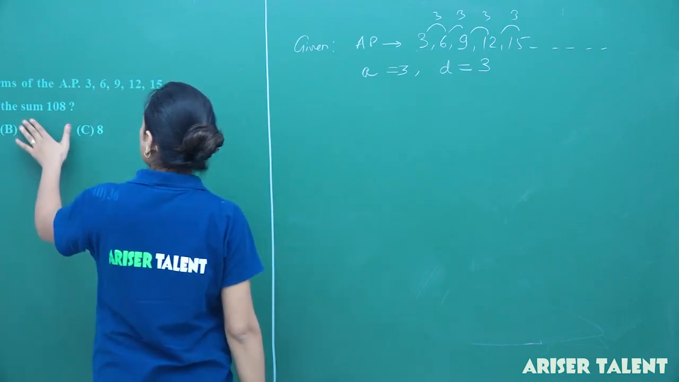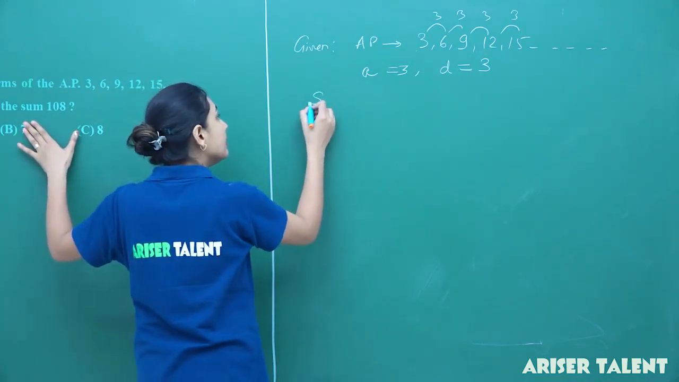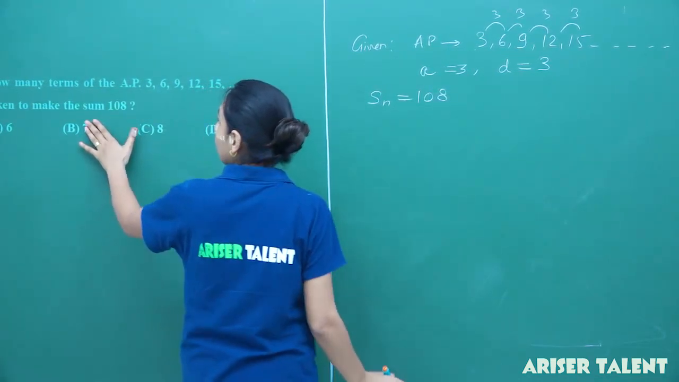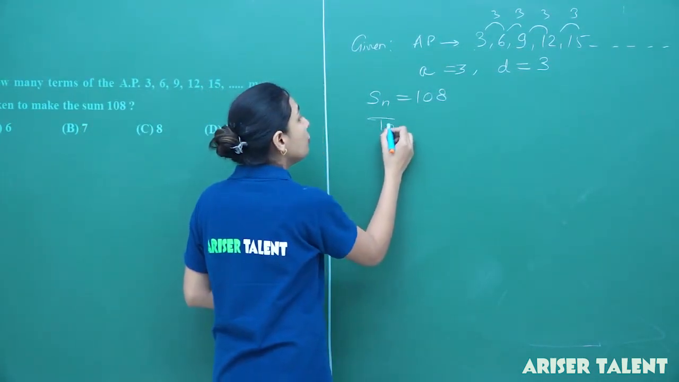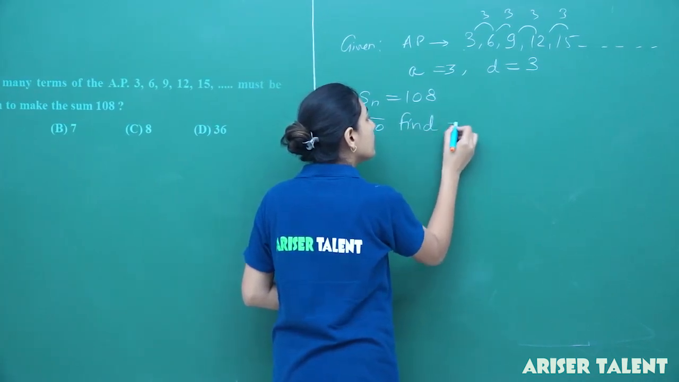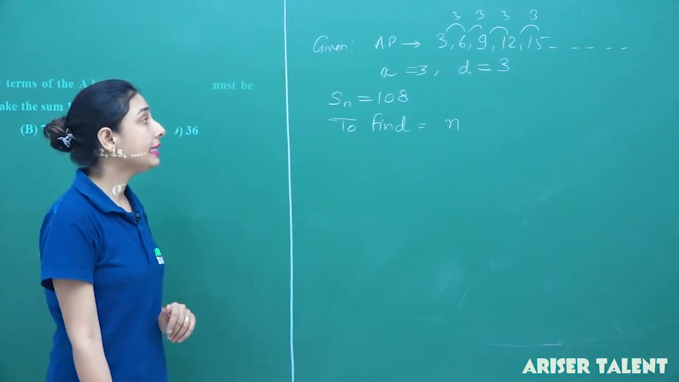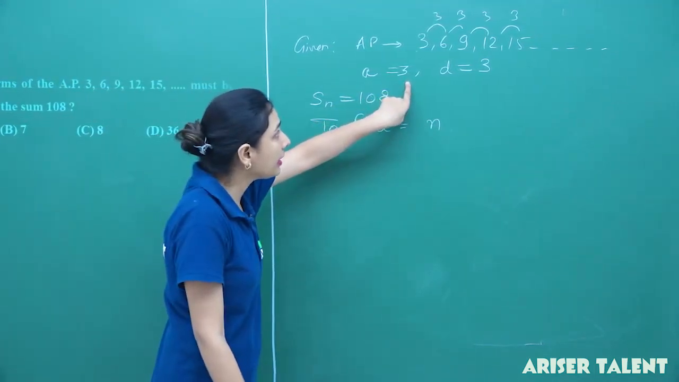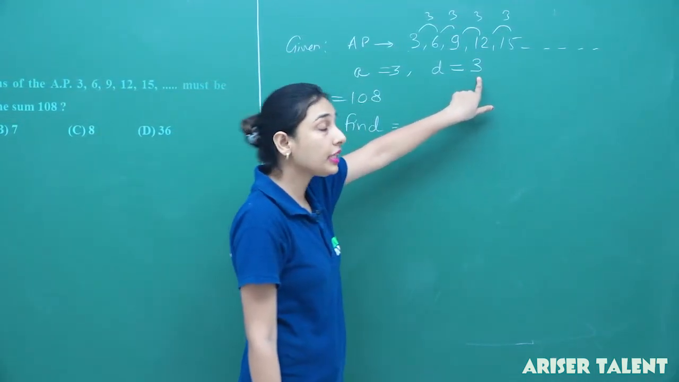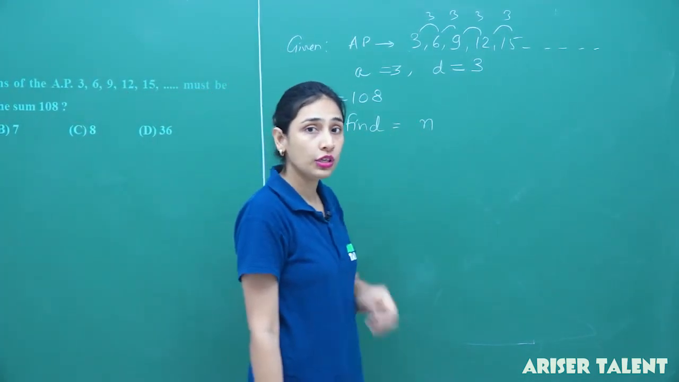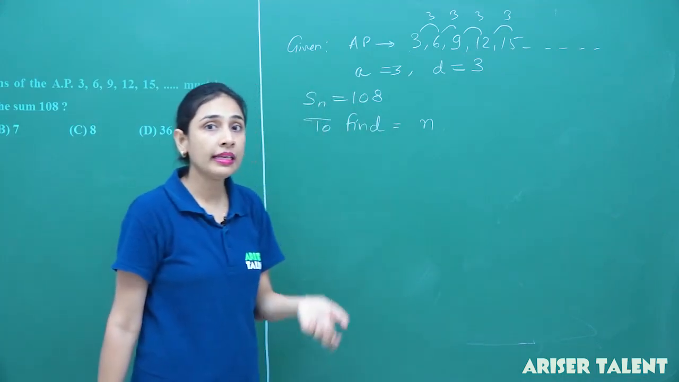Okay. So, it's telling me that the sum Sn should be 108. It is also given to you. Now, what do you have to find? You have to find n, the number of terms. You are provided with A, you are provided with D, you are provided with Sn. Now, you have to find n. So, what do you have to do? You just simply put the values in the formula here and get the answer.